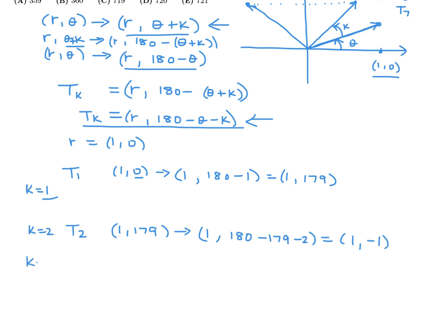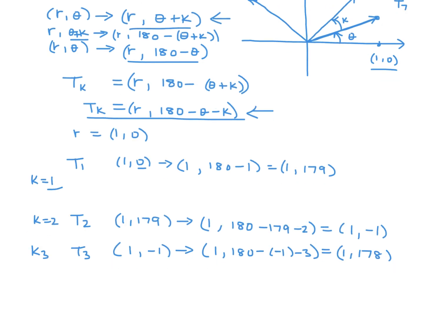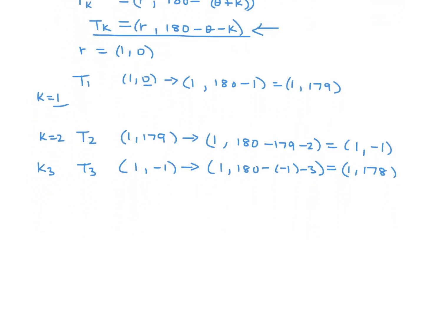Okay, let's keep it going. K3, this is T3 this time. Now we have 1, negative 1, and this would basically be 180 minus 1, minus 3. So that looks like 181 minus 3, so 178. Okay, and then you just keep going here. I'll just do one more. K4 is this 178. So this is going to be 180 minus 178 minus 4. And that looks to me like minus 2. So 1, minus 2.